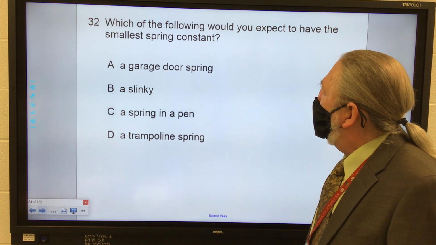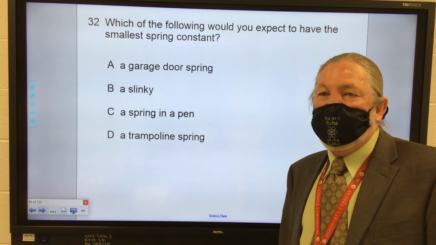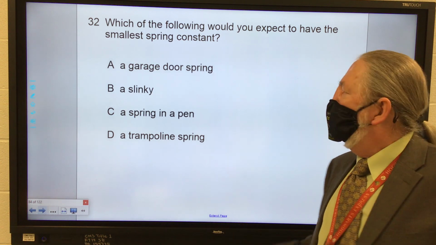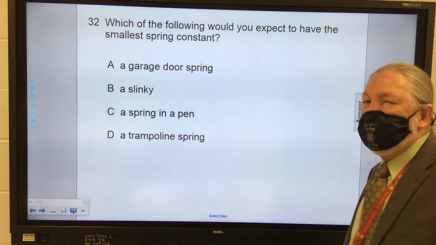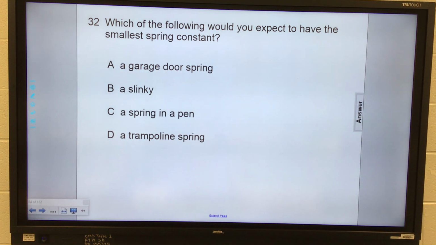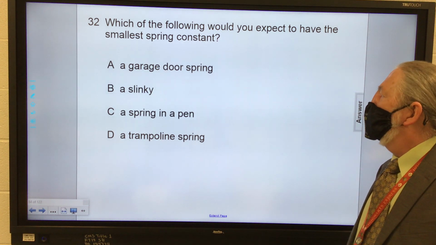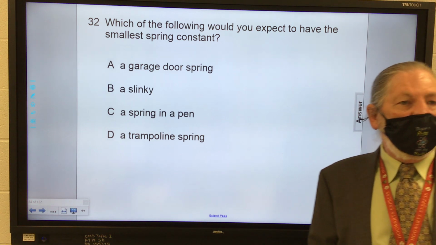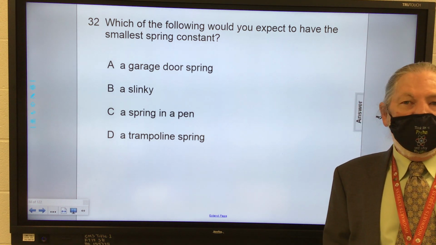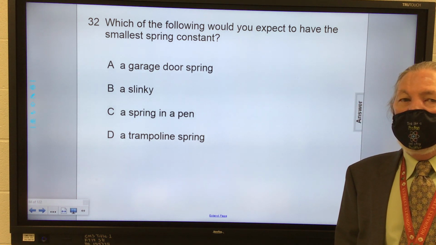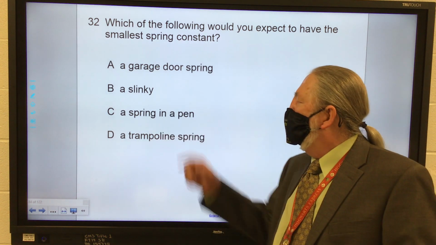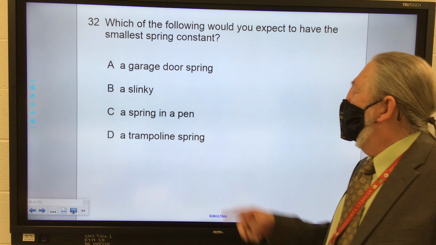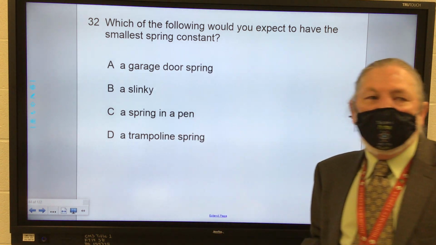Which one of these would you say would have the smallest spring constant? That'd be the smallest in size. Would it be a slinky or a spring in a pin? B or C? That's your only choice. You remember what constant means? It's the size of the spring. Think about that slinky, or a spring inside a pin. You know what that is, right?